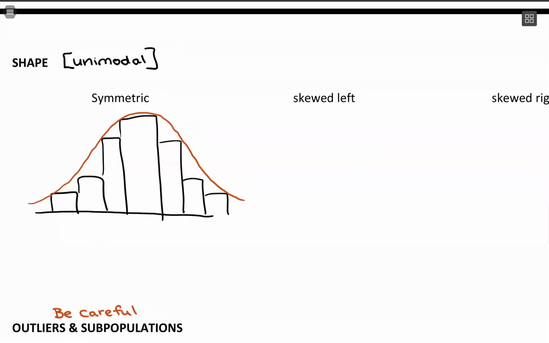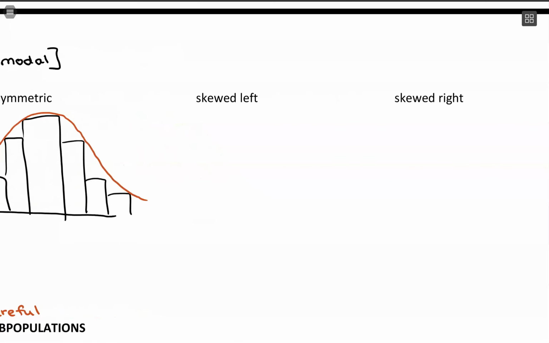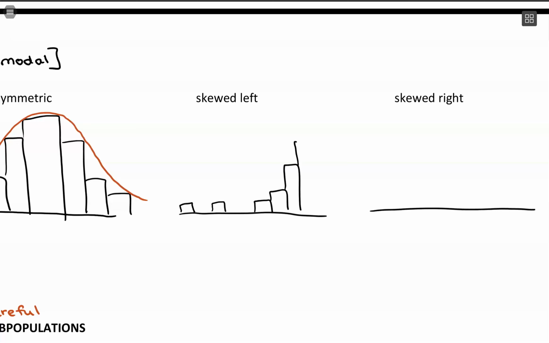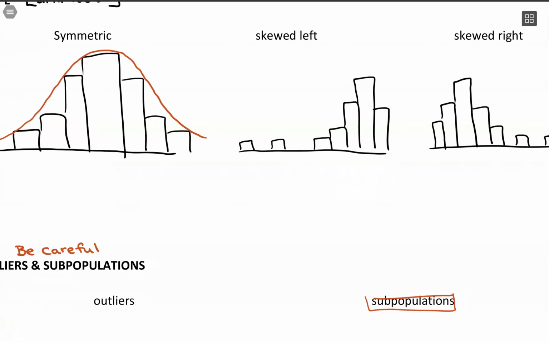Then what we want to look at are these two types of skewed graphs. Skewed left is going to have this tail of data to the left-hand side, and then we'll see most of our data on the right-hand side. And then skewed right is where we'll see most of our data on the left-hand side with a tail of data to the right. So something we're going to talk about are outliers. That's our next piece here.